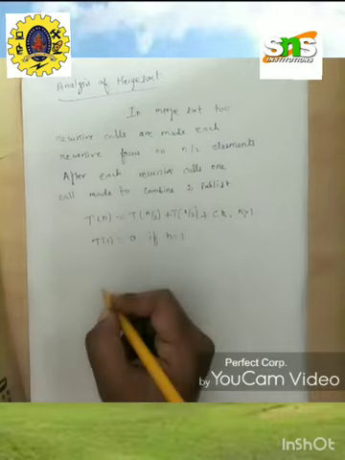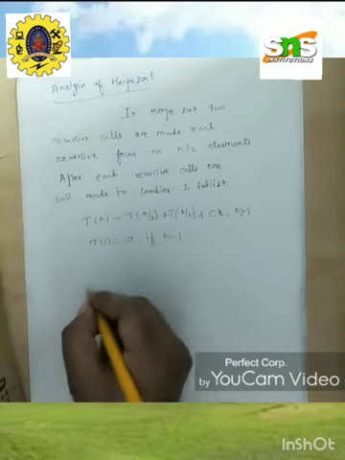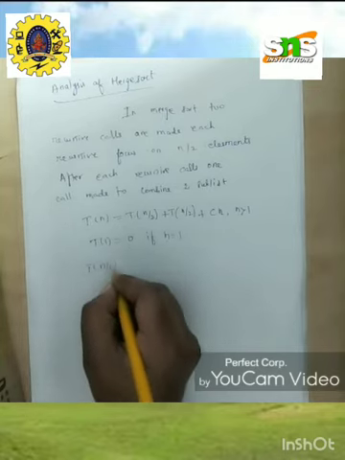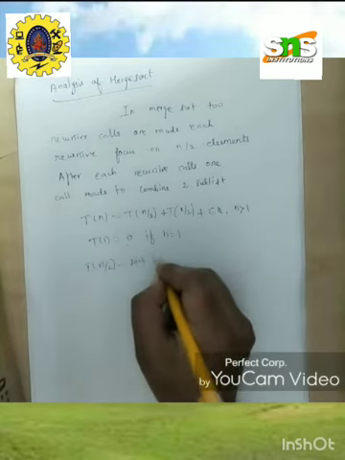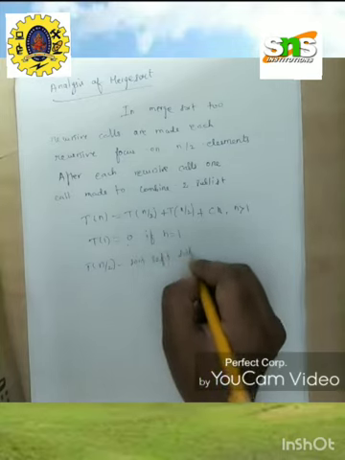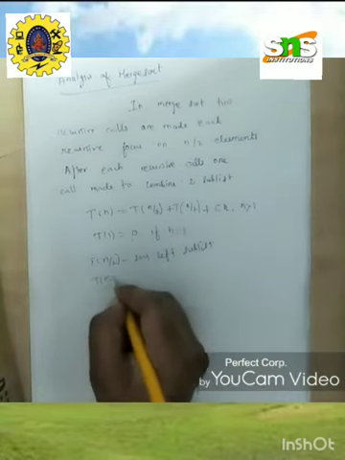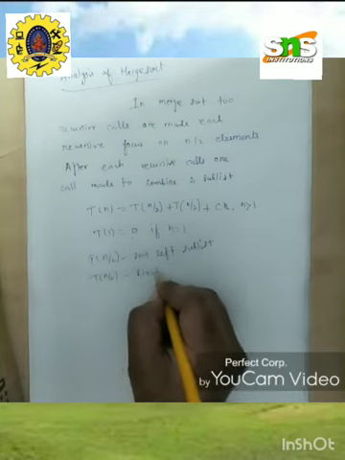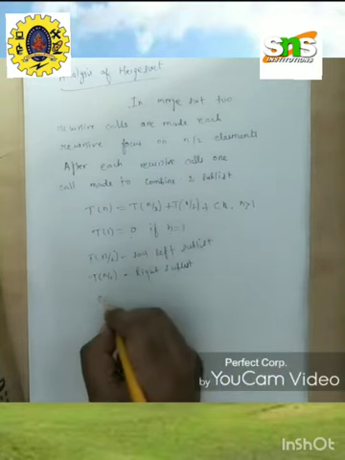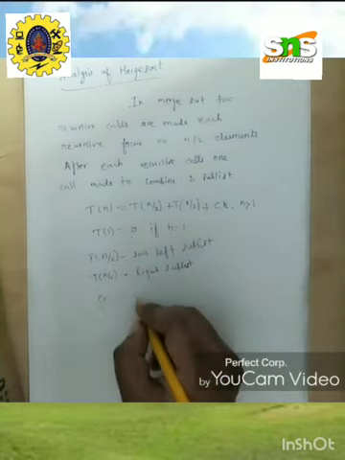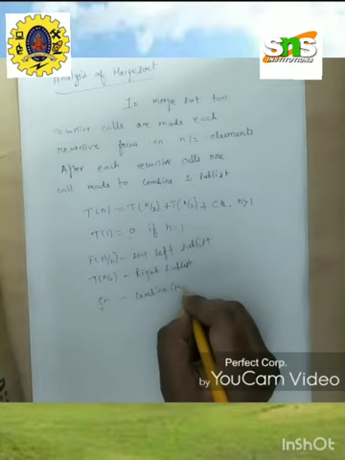So here we write T of n by 2. The first T of n by 2 is for sorting the left sublist, and the next T of n by 2 is for the right sublist, and the next one, Cn, where C is a constant, is for the combine or merge function.